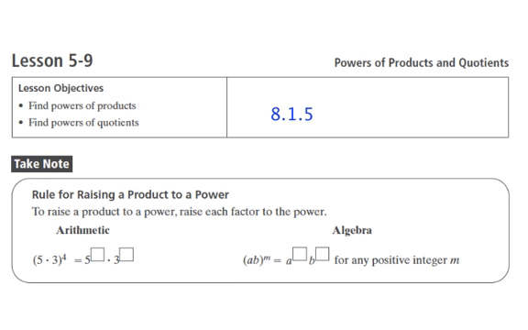Powers of products and quotients. We're going to be finding powers of products and finding powers of quotients. The Indiana Academic Standard is 8.1.5.